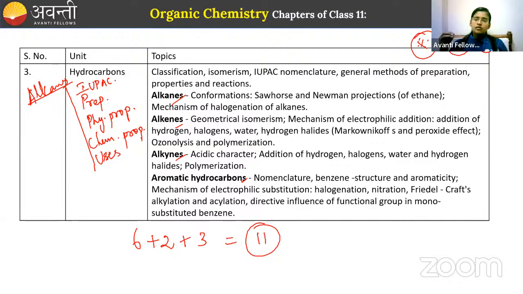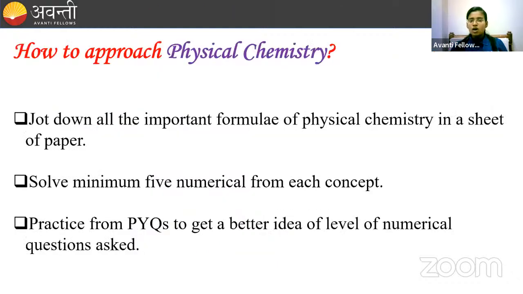Now, I'll give you some important tips for you, like how to approach each and every branch of chemistry. Okay? So first, let me go with physical chemistry. How to approach physical chemistry. So these are the 3 points you have to keep in mind. The first point is you have to jot down all the important formulas of physical chemistry on a sheet of paper. You can make a formula notebook, you can make a formula sheet or anything which you like, you can take it. Once we complete the physical chemistry lesson.